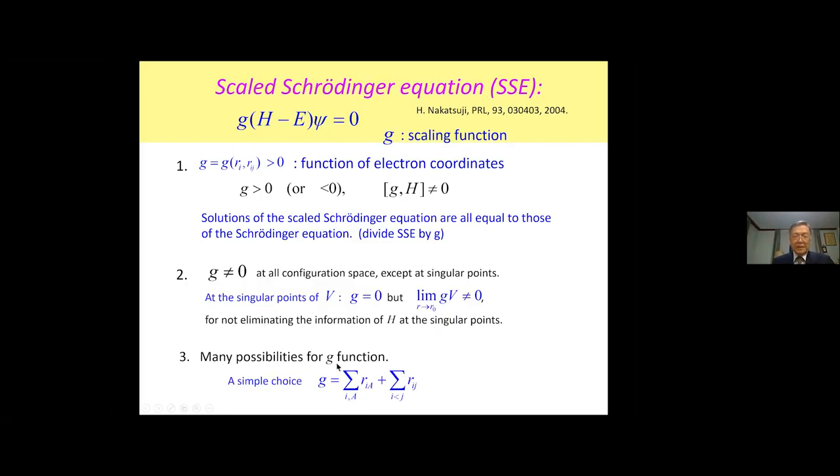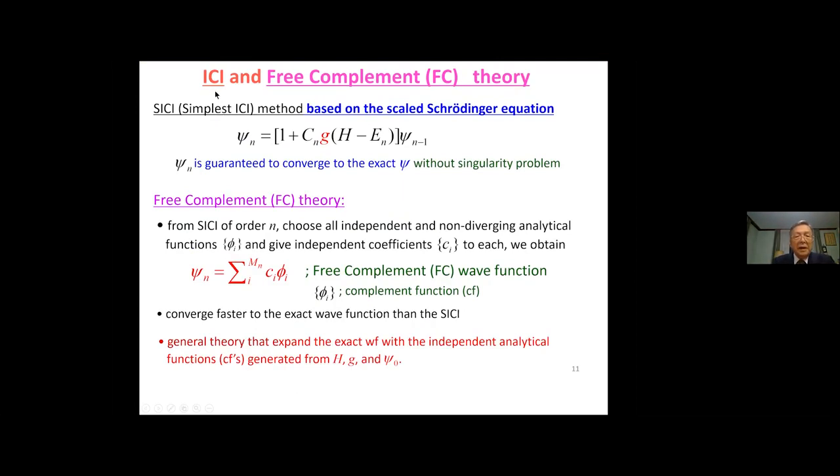So many possibilities exist for G functions. A popular simple choice is this one. Here, when I put GH, ICI was originally only this, but now I know G is necessary. So this is a scaled Schrödinger equation. Then, in this case, psi n is guaranteed to converge to the exact wave function without meeting any singularity problem at all.